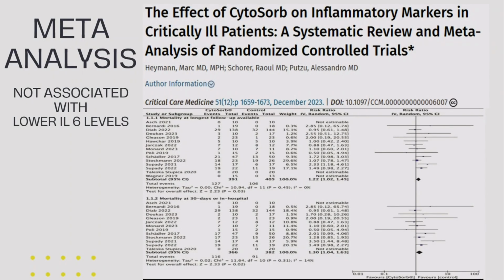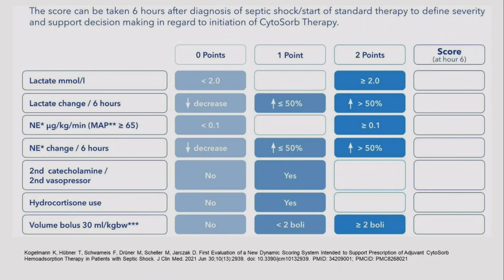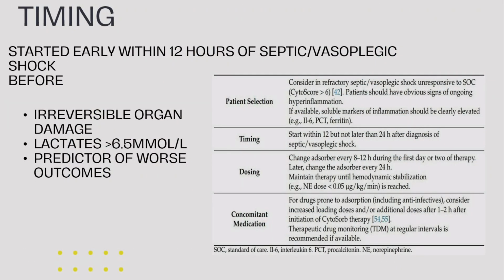In a meta-analysis, they have found that it is associated with lower IL-6 levels. This was proven. We are not talking about mortality benefits, but we are talking about the removal of the drivers of sepsis. The question comes: when to use it? So this is a cyto score. Very simple score based on 7 parameters. If the score is more than 6, use it. This is the patient selection. It has to be used within 12 to 48 hours of onset of sepsis.